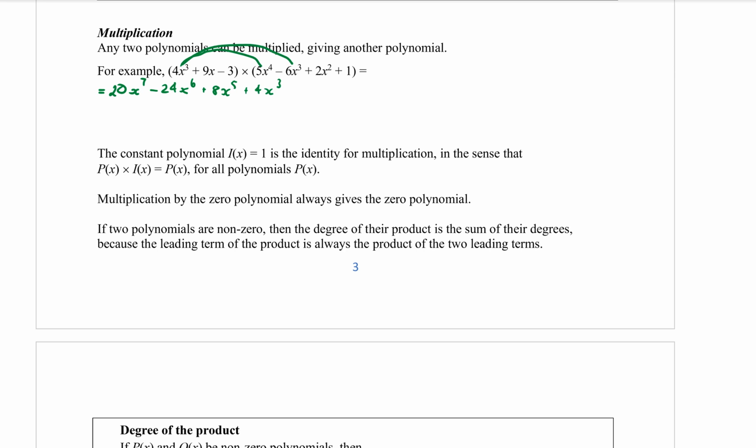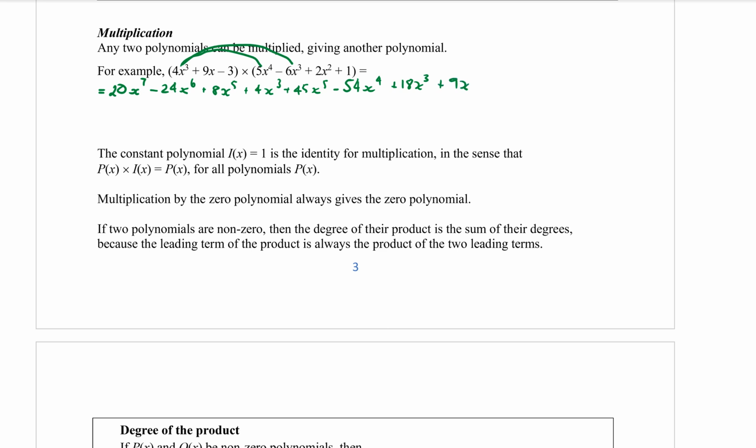Now moving on to the 9x and multiplying the 9x by each term. 9 times 5 is 45x to the power of 5. 9 times minus 6 is minus 54, x to the power of, thank you, got to have that minus sign, don't I? X to the power of 4, and 9 times 2 is 18, x cubed, and 9 times 1 is 9x.